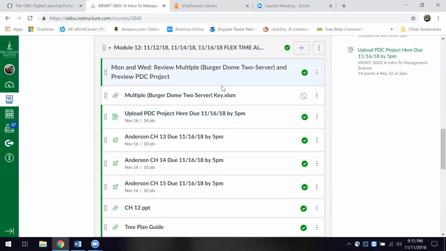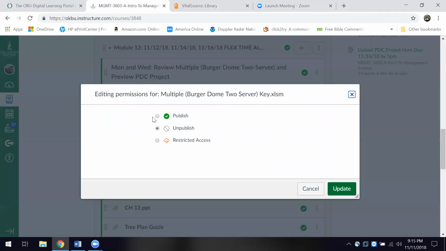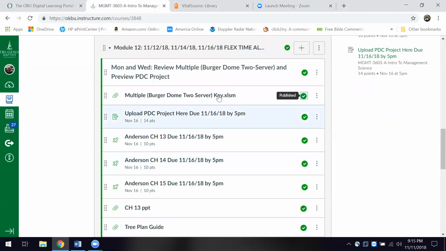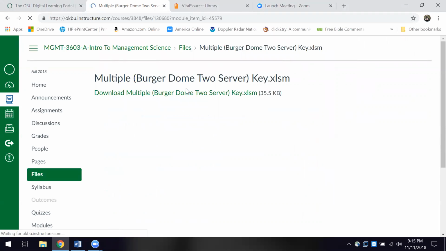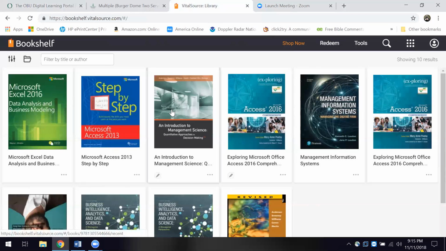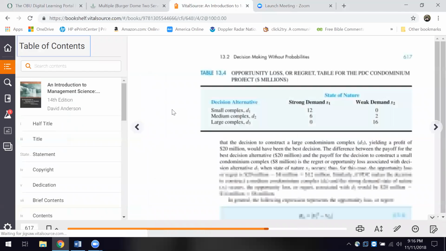Now, before we start in, I just want to quickly review the Burger King case, and so I'm going to publish the key, and so everyone will be able to see. And this is the Burger Dome case. And it's covered over on page 517 in the textbook.